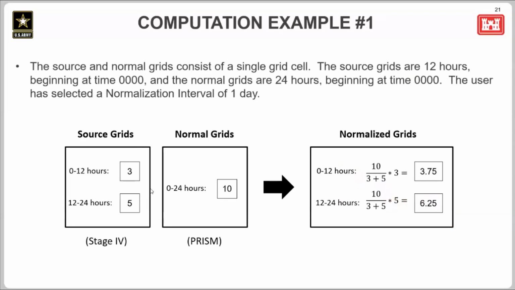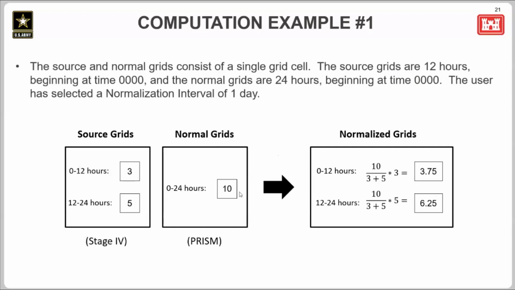Just got a few simple examples of how the computation actually works. So let's say we've got pretty much the simplest example we can have. We've got two grids that only consist of a single grid cell. Your source grid has 12-hour grids, and your normal grid has 24-hour grids. And you want to have a normalization interval of 1 day. So in that 1 day, you've got one normal grid and you've got two source grids.